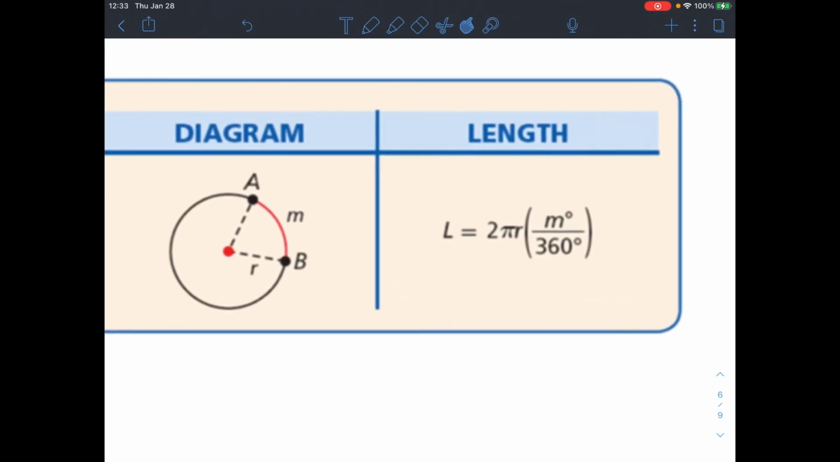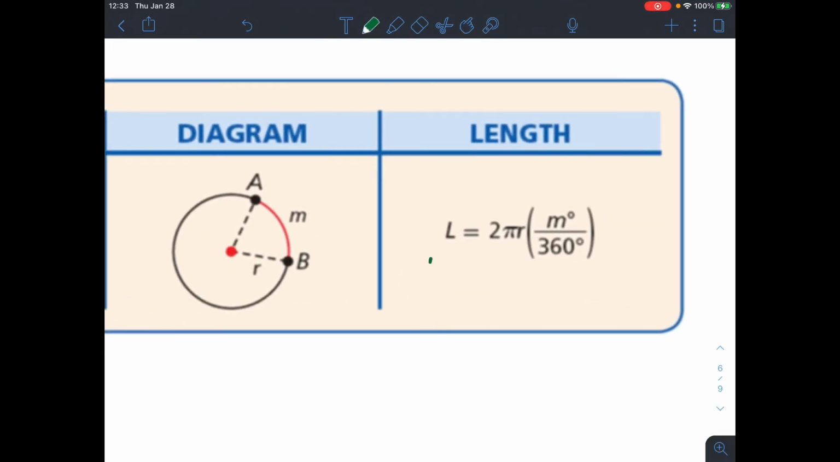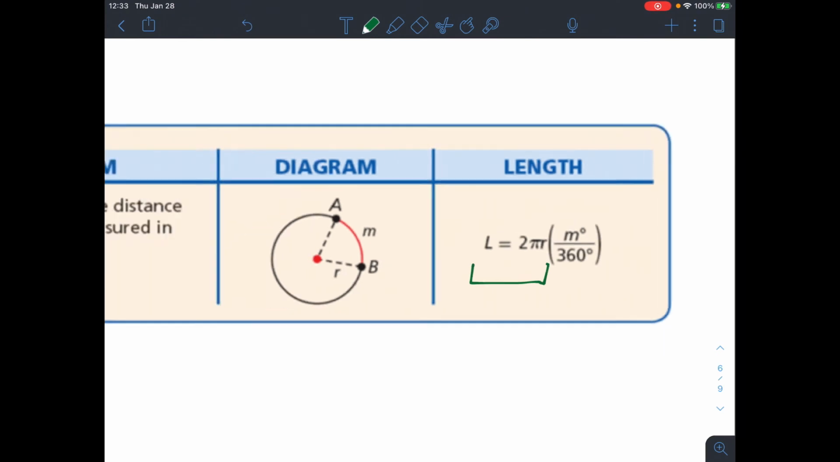Okay, let's take a look at that formula, and you might recognize part of this formula as well. This is just the circumference, right? 2 pi r, that's the circumference. And then once again, we're going to take that circumference and we're going to multiply it by the measure of the arc divided by 360, the full circle. Okay?